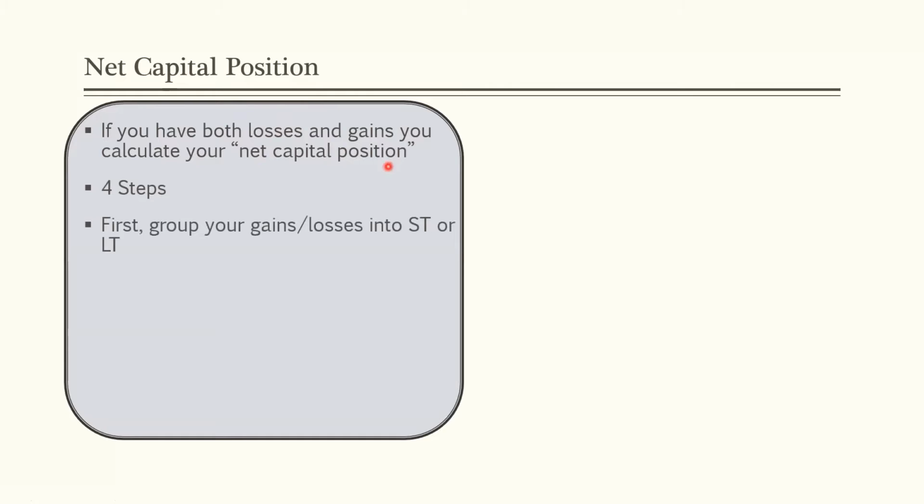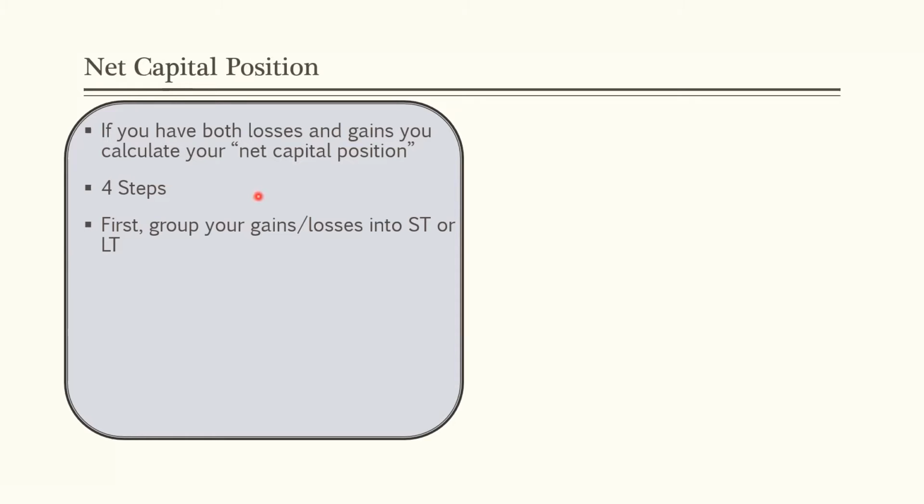There are 4 steps. It sounds really complicated, but it's really not. Basically, group all the long-term stuff together, group all the short-term stuff together, and then group the long and the short-term together. But the book made it complicated. So here we go. We're going to look at it.